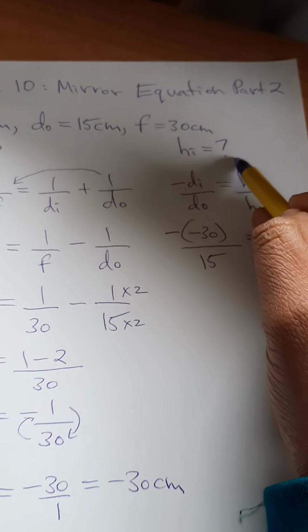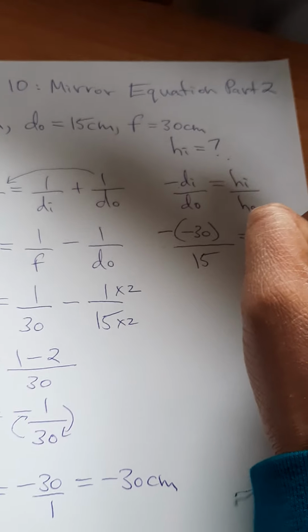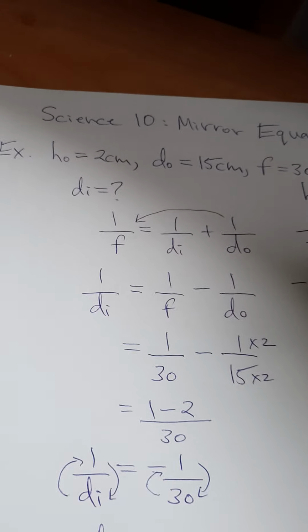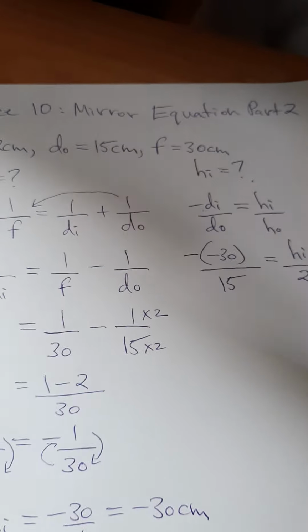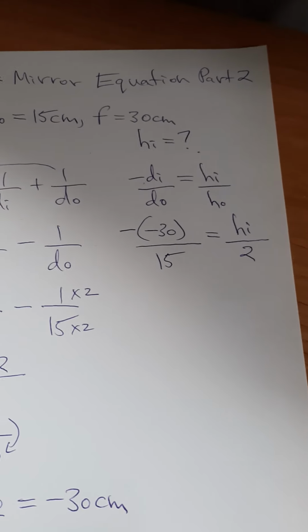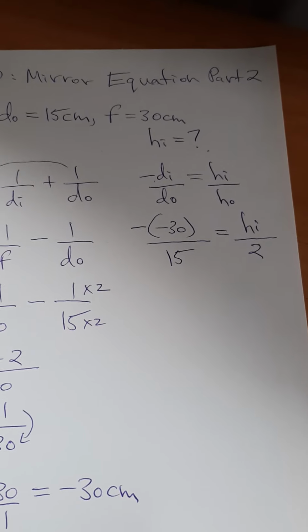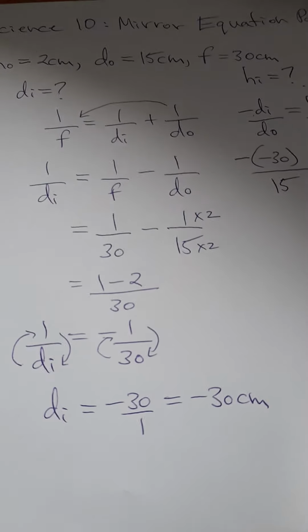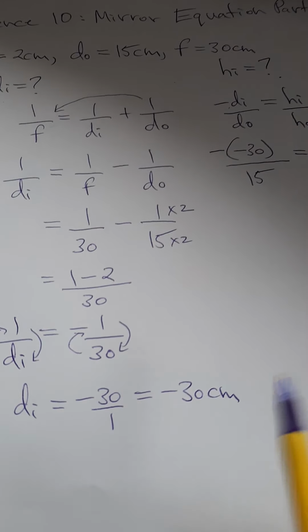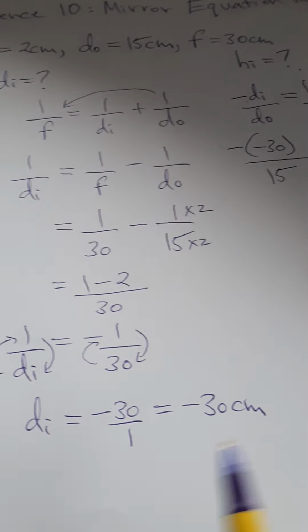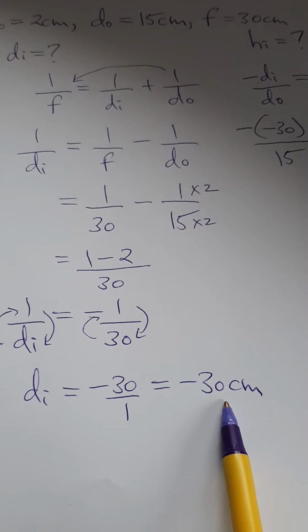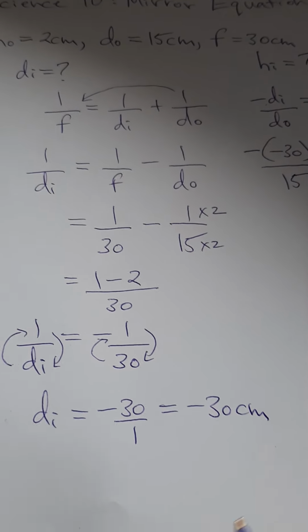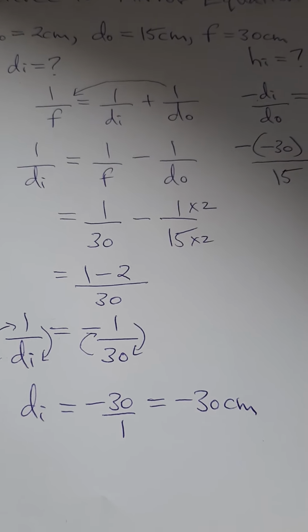I'm looking for the height of the image, so I'll put hi. And the height of the object is given in the question, it's 2 centimeters. So it looks something like this. Again, make sure you are writing concluding sentences at the very end when you get your answer. In this case, it would be: therefore the distance of the image from the mirror is 30 centimeters, and it's negative because it's on the opposite side of the mirror.